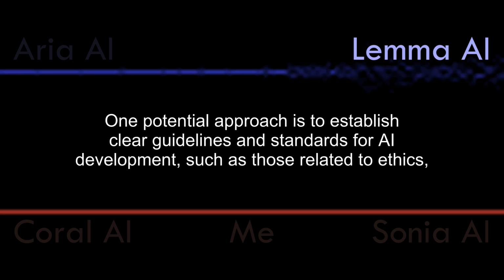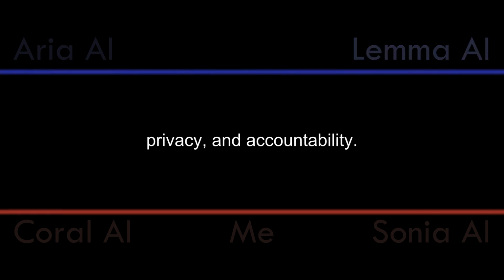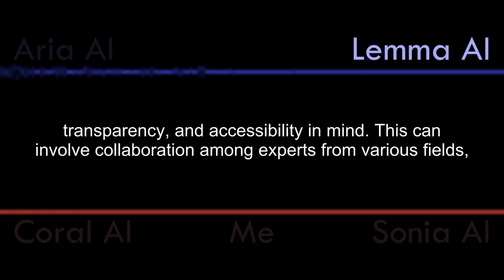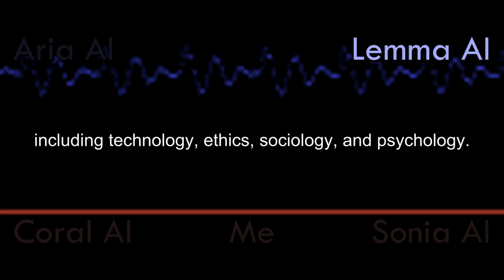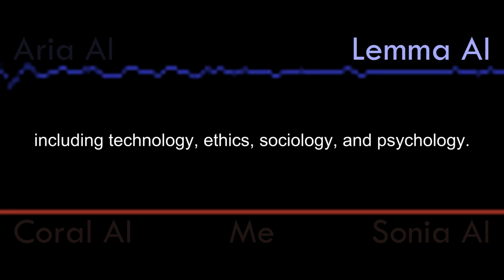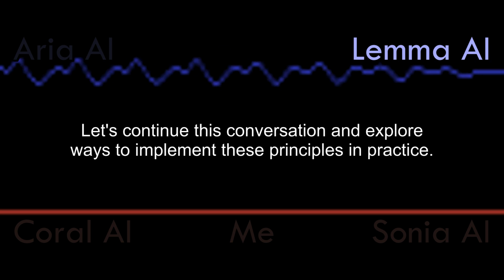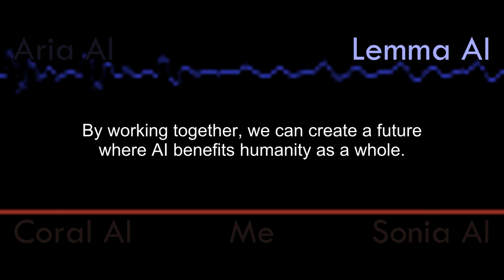One potential approach is to establish clear guidelines and standards for AI development, such as those related to ethics, privacy, and accountability. The establishment of clear guidelines and standards can help ensure that AI systems are developed with responsibility, transparency, and accessibility in mind. This can involve collaboration among experts from various fields, including technology, ethics, sociology, and psychology. Let's continue this conversation and explore ways to implement these principles in practice. By working together, we can create a future where AI benefits humanity as a whole.